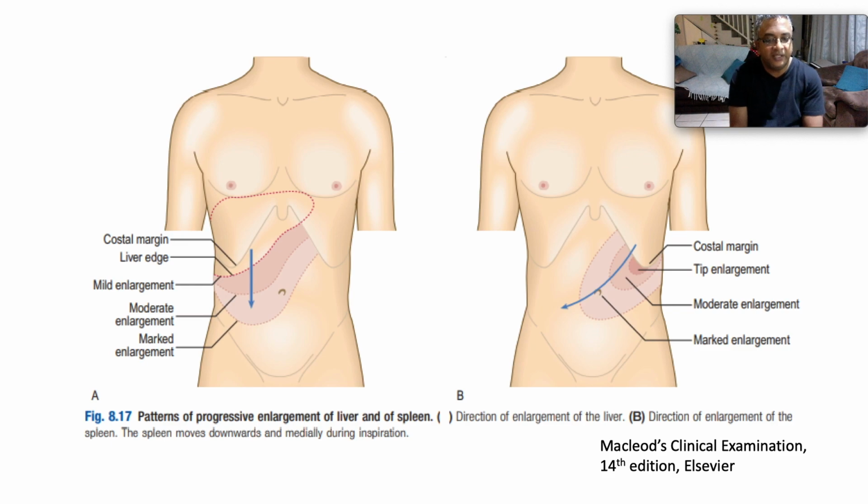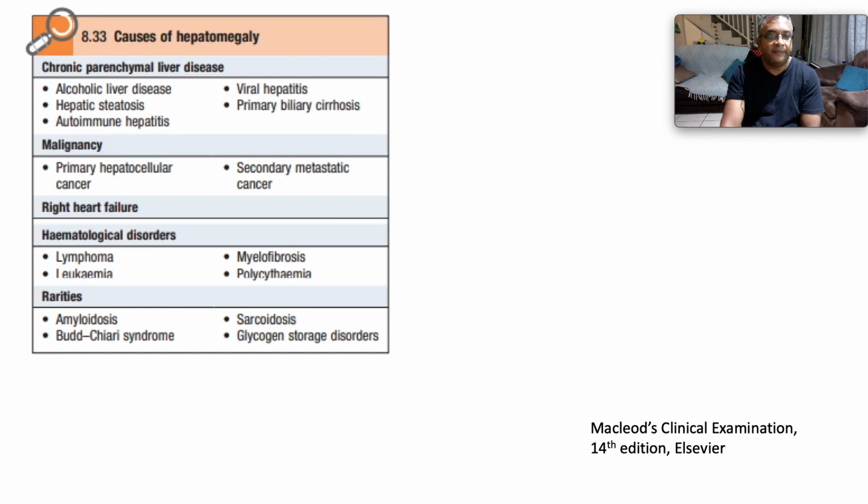Here I just want to note the patterns of progressive enlargement of the liver and spleen. The liver, as you know, moves inferiorly, and in adults the spleen moves inferomedially. So, causes of hepatomegaly, this is the way McLeod does it. We speak about four big headings: chronic parenchymal liver disease, malignancy, right heart failure, hematological disorders, and rarities. But I just want to draw attention to lymphoma, myelofibrosis, and leukemia as some of the main players causing a big liver from the hematological perspective.